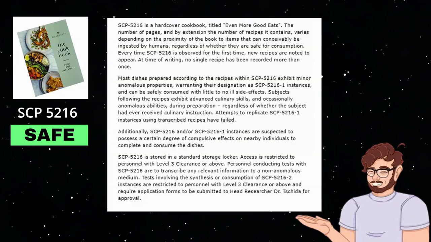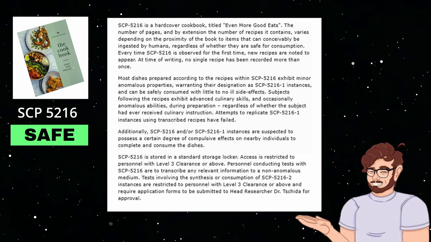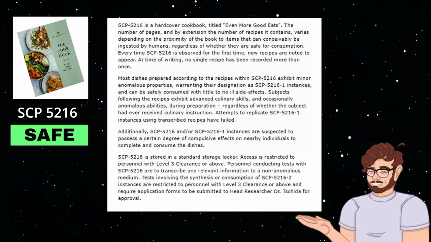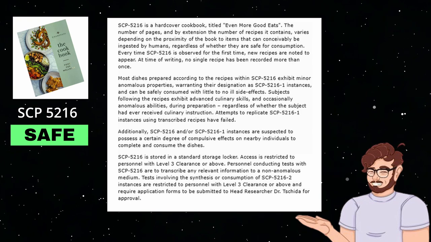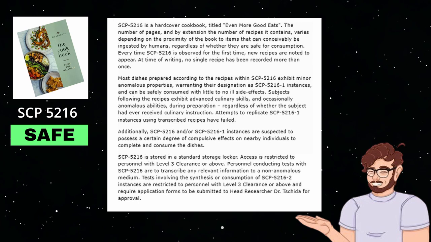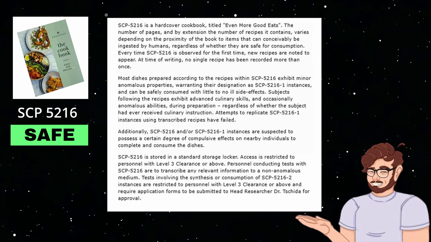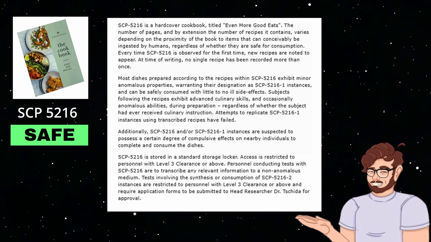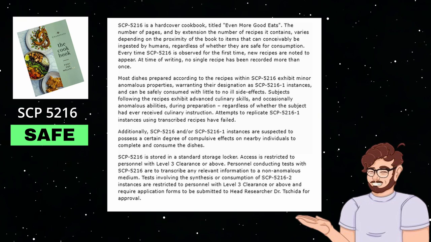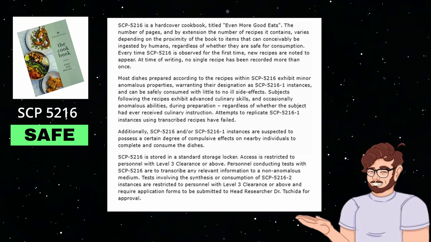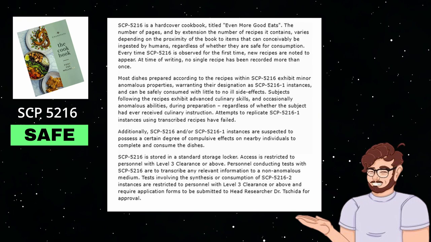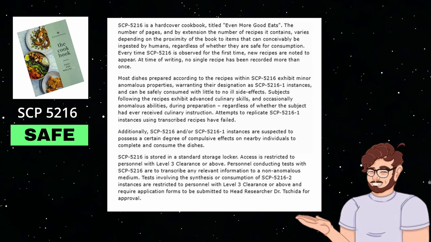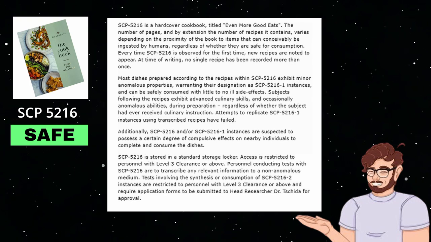SCP-5216 is a hardcover cookbook titled Even More Good Eats. The number of pages, and by extension the number of recipes it contains, varies depending on the proximity of the book to items that can be conceivably ingested by humans, regardless of whether they are safe for consumption. Every time 5216 is observed for the first time, new recipes are noted to appear. At the time of writing, no single recipe has been recorded more than once.